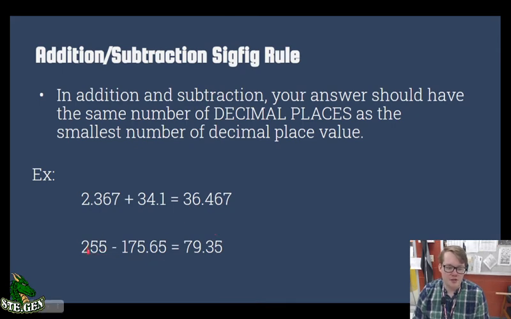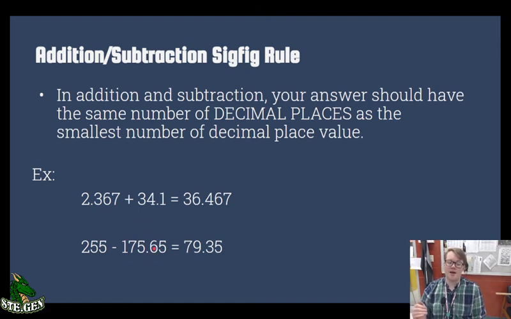And if I go to this other one, 255 minus 175.65, you would get 79.35, but this has no decimal places. This one has 2. Same situation as last time. This one was measured pretty accurately. It went to 5 sig figs of measurement, 2 of which were decimal places. In this case, I measured to 3 sig figs, but none of them were decimal places, meaning that this tool was not nearly as accurate as this one.